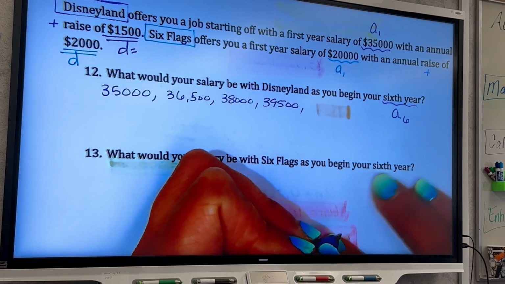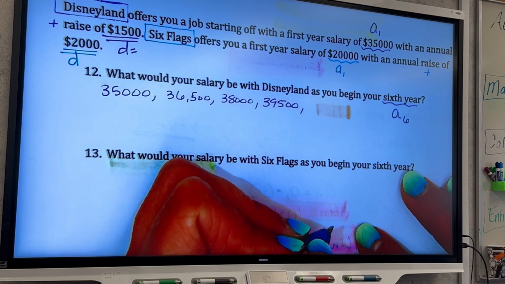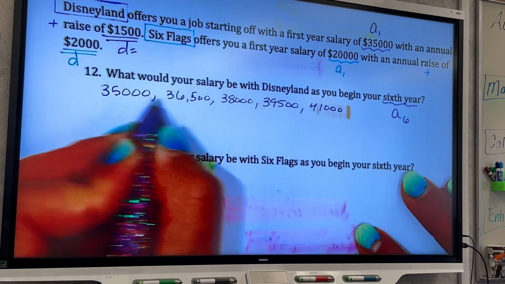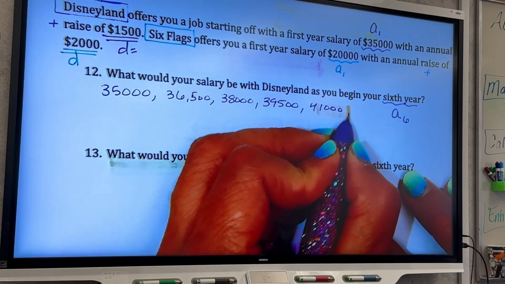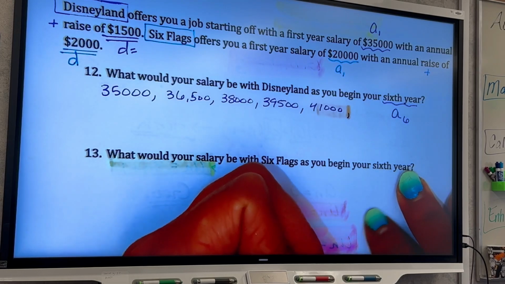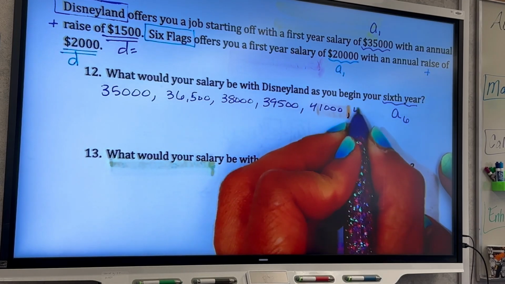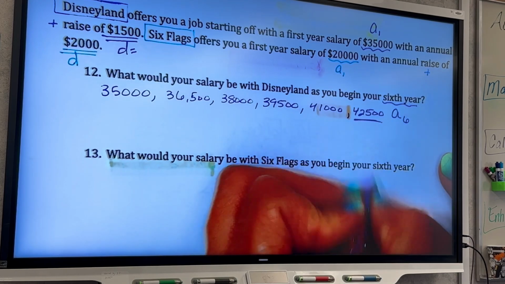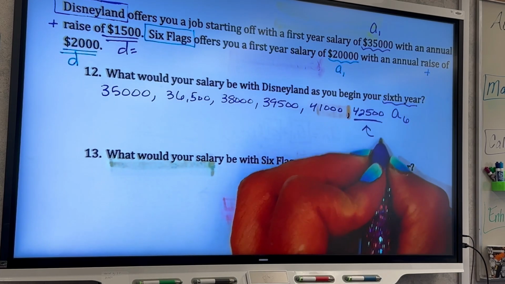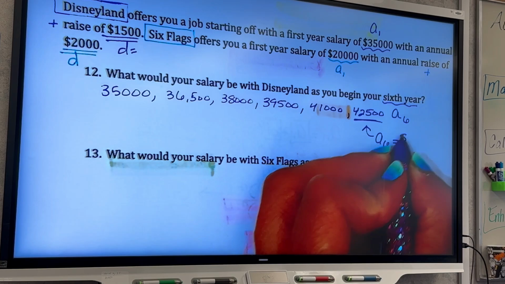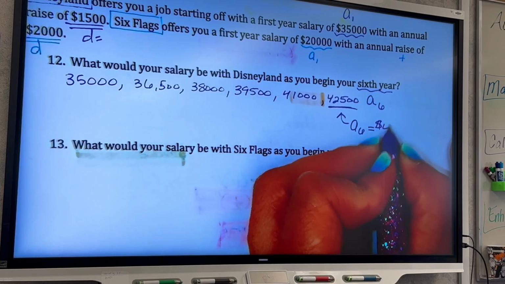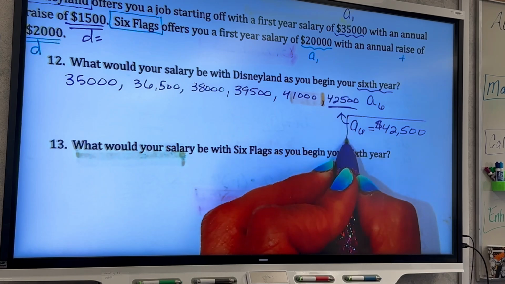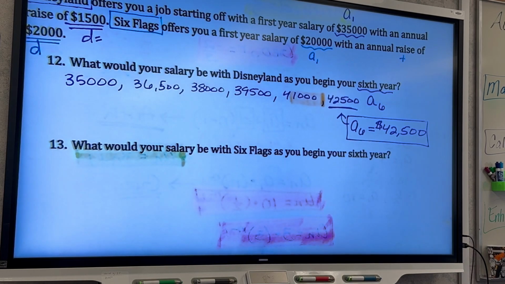And then 39,500 plus 1,500 would be what? 41,000. 1, 2, 3, 4, 5. I need one more term. So what's 41,000 plus 1,500? 42,500. So there's our 6th term. So A sub 6 equals, in dollars, $42,500. Okay, so you can totally figure that out without using a formula.